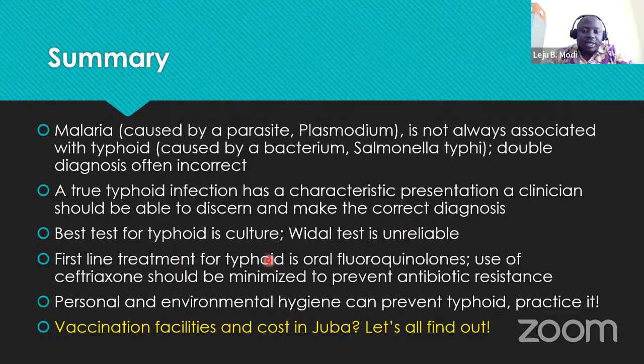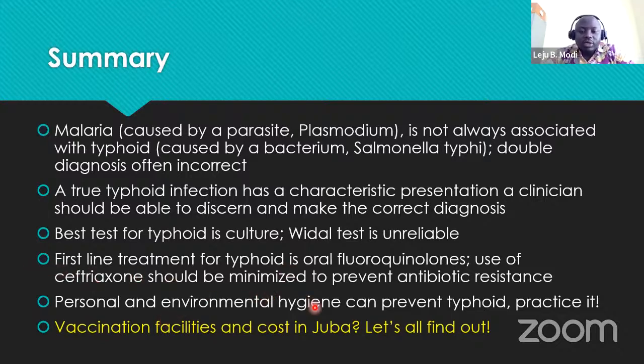First line treatment for typhoid is oral antibiotics, unless it is really indicated and the severity is well diagnosed clinically. The use of injection, especially ceftriaxone, should be minimized, because we do not want the burden of antibiotic resistance, and we really will not be able to manage other bacterial infections in the future.